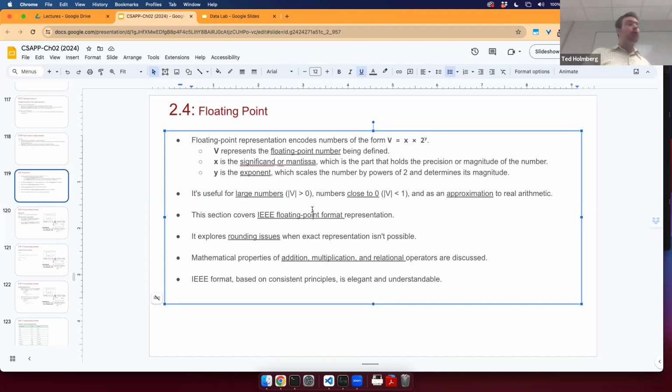So one of the powerful things about our floating point numbers is they're very good for large numbers, and they're very good for small numbers, so numbers that are close to 0. And they're an approximation as well. So they approximate to real arithmetic.